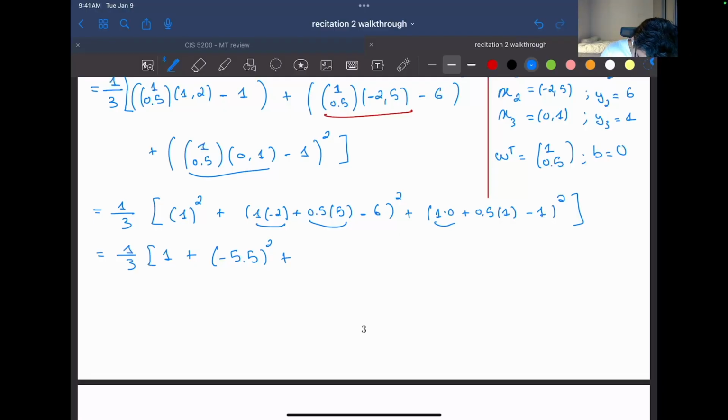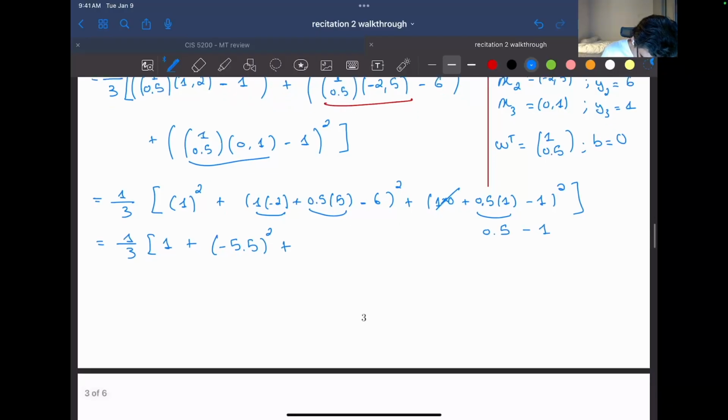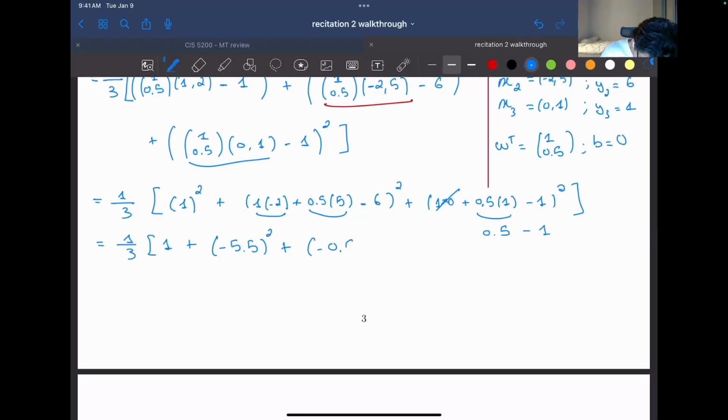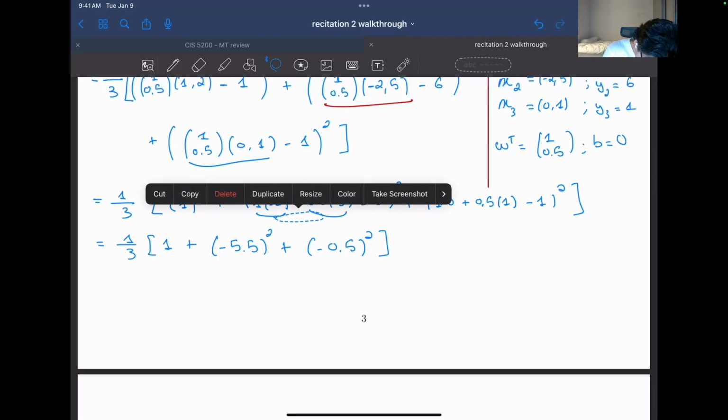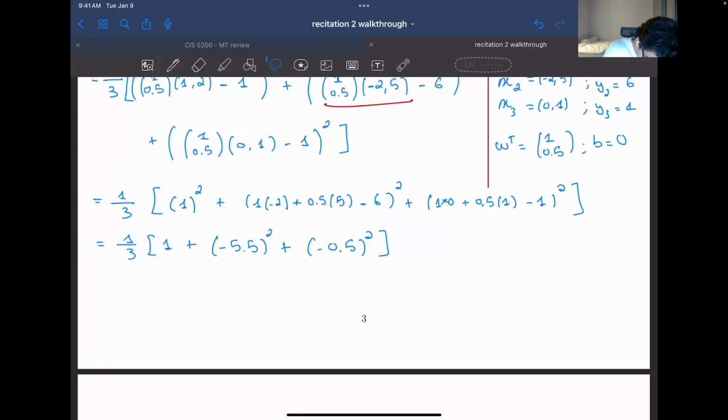Plus 1 times 0. This is not 1.0, this is 1 times 0. Don't get confused. This is 0.5, and this is minus 1. So 1 times 0 is 0, and this is 0.5 minus 1. So it's minus 0.5, squared. Can we clean this up? Yes. Sorry, I like to have everything clean.